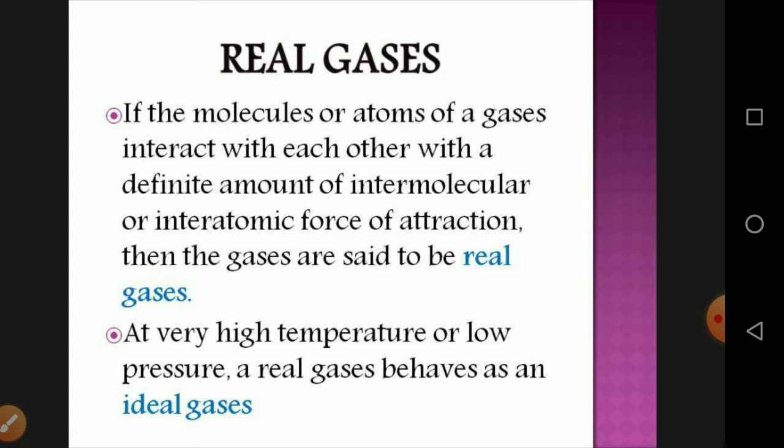What are examples of real gases? Any gas that exists is a real gas: nitrogen, oxygen, carbon dioxide, carbon monoxide, helium, etc. Real gases have small attractive and repulsive forces between particles, and ideal gases do not. Real gas particles have a volume and ideal gas particles do not have a volume.